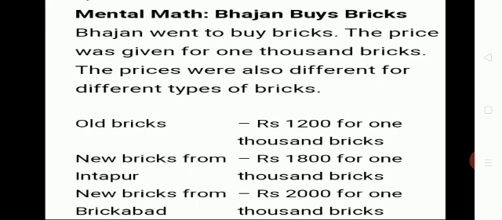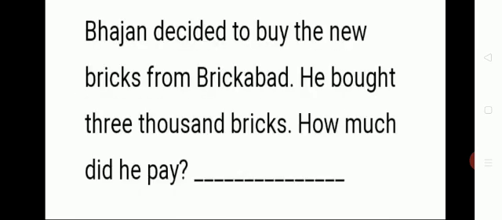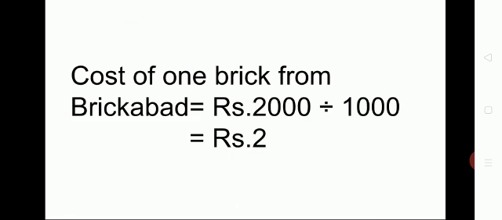Look here, in the table. Rupees 2,000 for 1,000 bricks. For 1,000 bricks, how much did they say? 2,000 rupees. So he bought 3,000 bricks in total. You need to find the answer. How much did he pay? Look here. Cost of one brick from Brickabad. So you need to find how much one brick costs. Rupees 2,000 divided by 1,000 bricks equals.